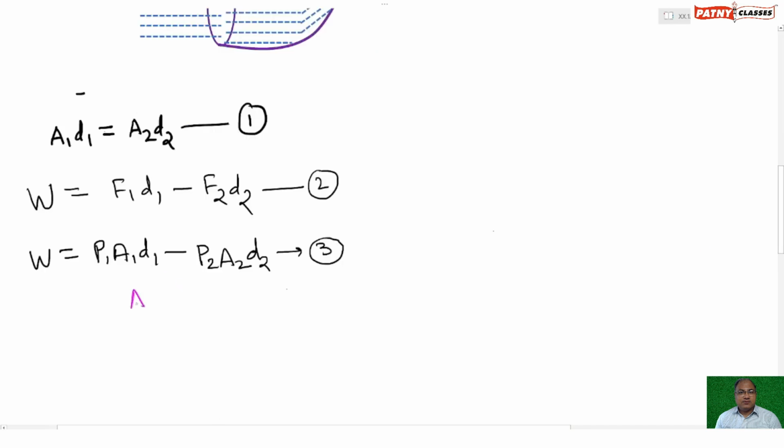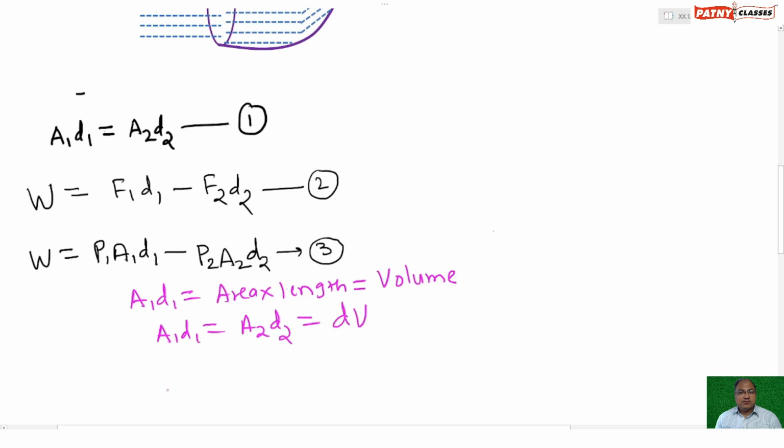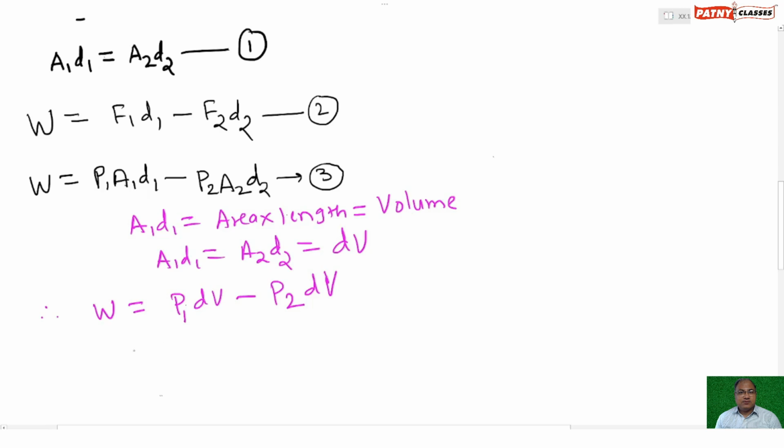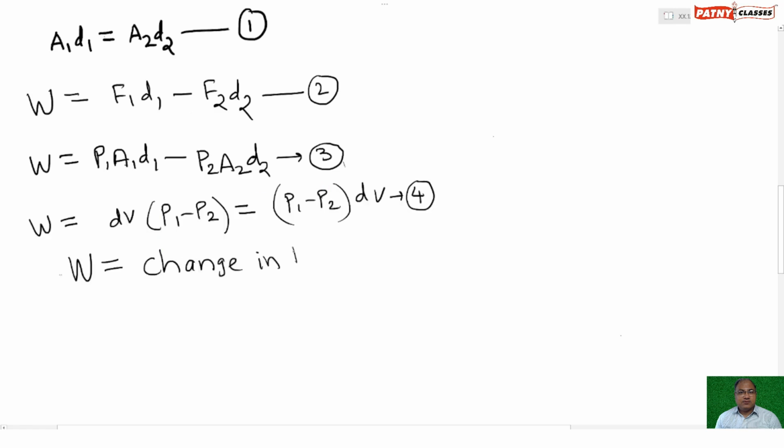But A1 d1 is nothing but area multiplied by length, that is equal to volume. As I already told you, both volumes are equal. A1 d1 equals A2 d2, which we already established, and that equals dV. Therefore, W equals P1 into dV minus P2 into dV. So we can take dV common. This can be further simplified: W equals, taking dV common, P1 minus P2, or this can also be written as P1 minus P2 multiplied by dV, one and the same. Call it equation number 4.